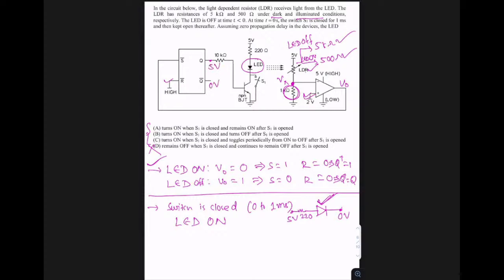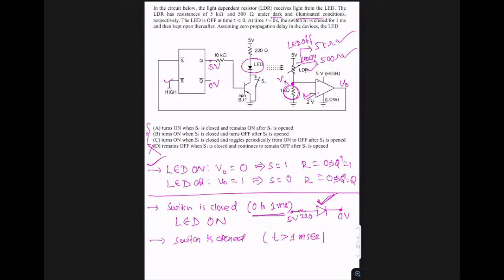So when the LED is on, I mean when the switch was closed in the interval 0 to 1 millisecond, Q was 5 volts and Q-bar is 0. So this 5 volts is connected to this particular NPN BJT. So this is the story now. Okay. Now the moment when the switch is open, what is happening? The switch is open for t greater than 1 millisecond. That is what is given. It is open at 1 millisecond and thereafter it is open only.